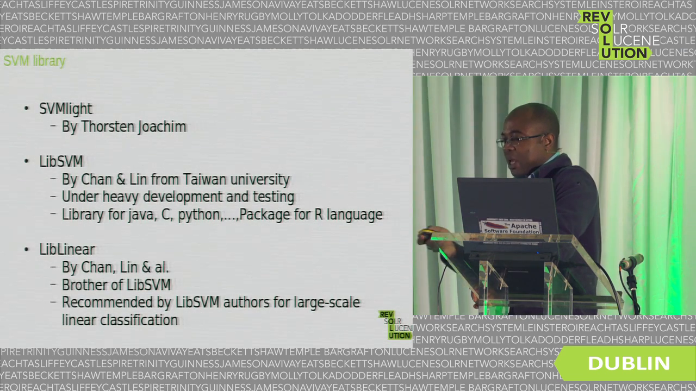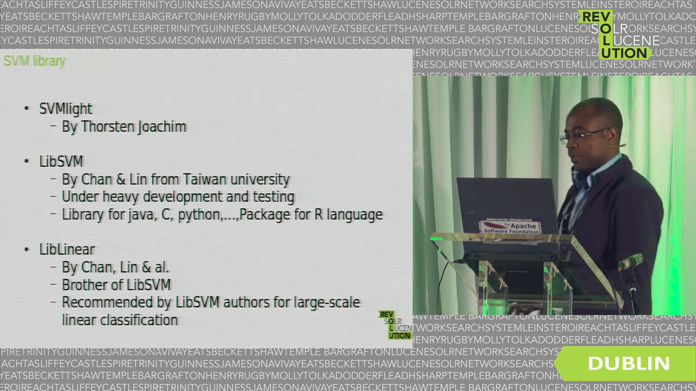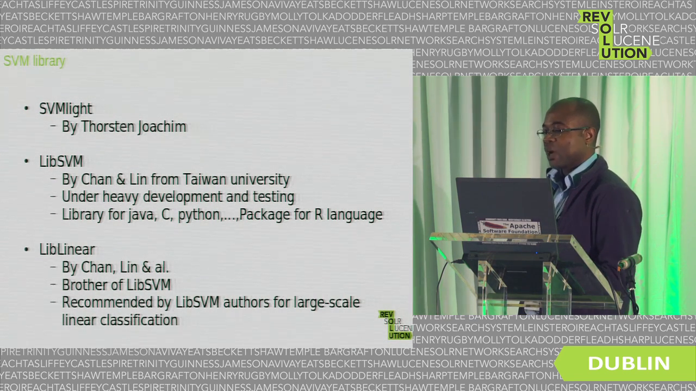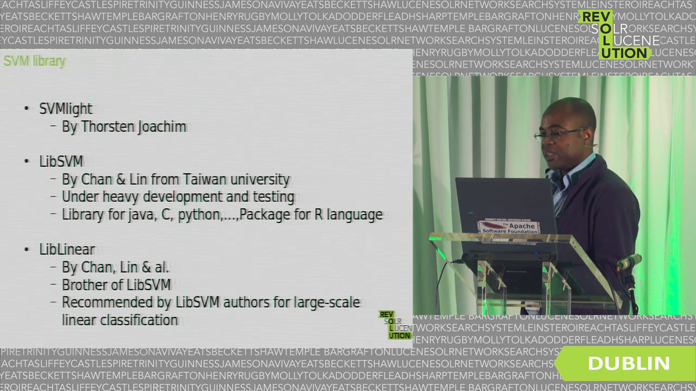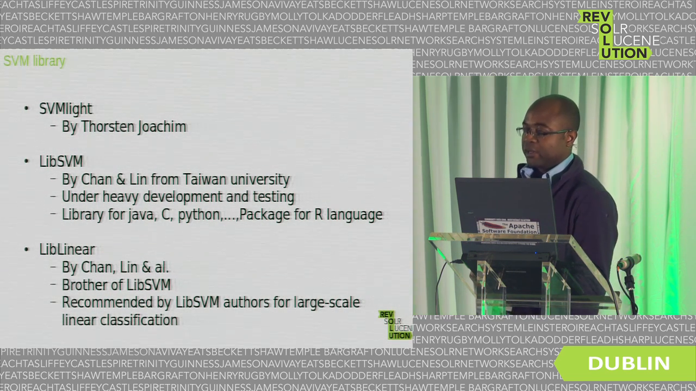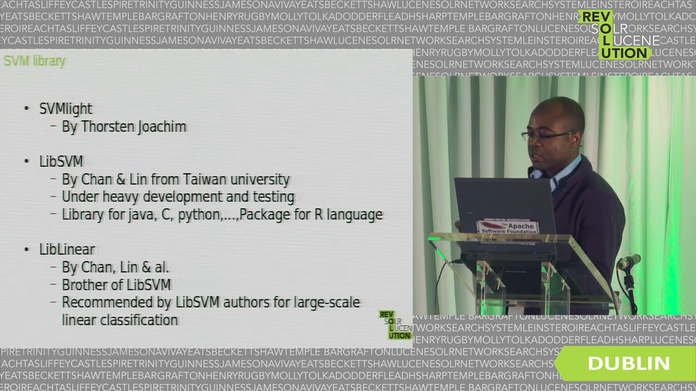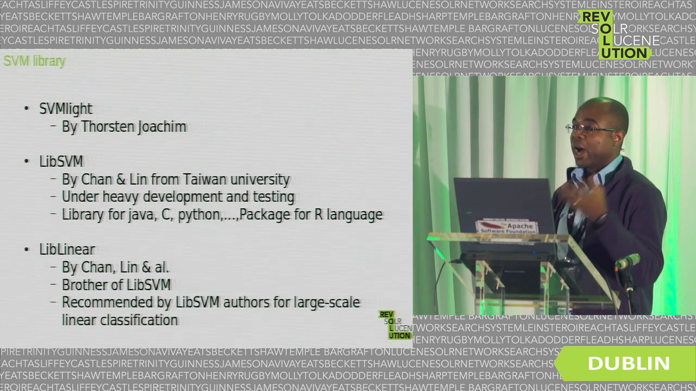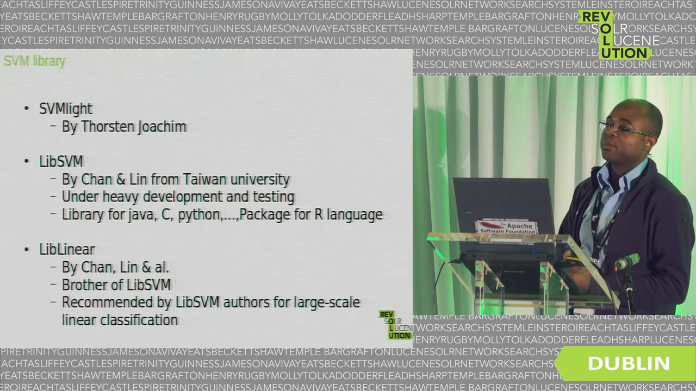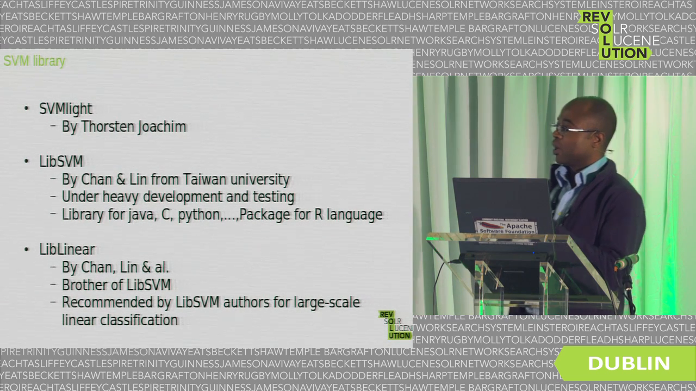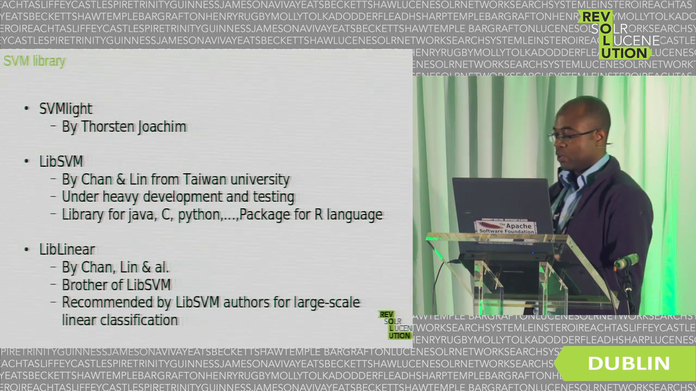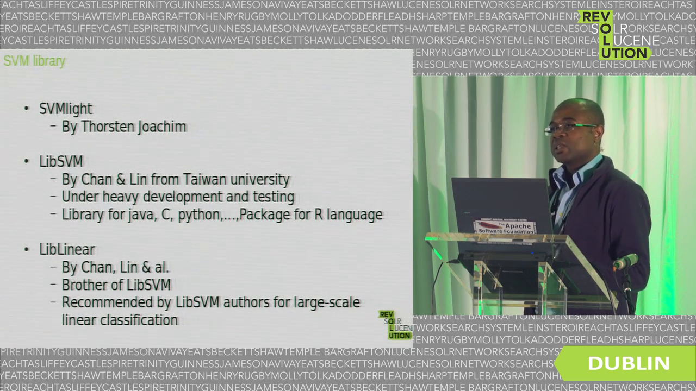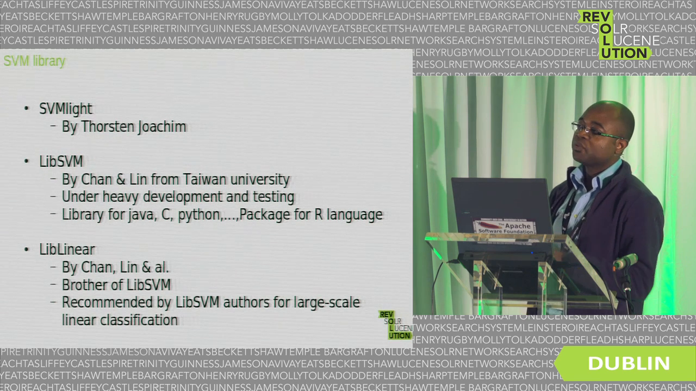So regarding SVM libraries, SVM Lite, we go for libSVM, developed by researchers from Taiwan University, because it is under heavy development and testing. And they have a package in Java, in C, in Python, in R, MATLAB, and also Octave. So depending on your language, you will find it. And you also have libLinear. This talk is about classification with libSVM.